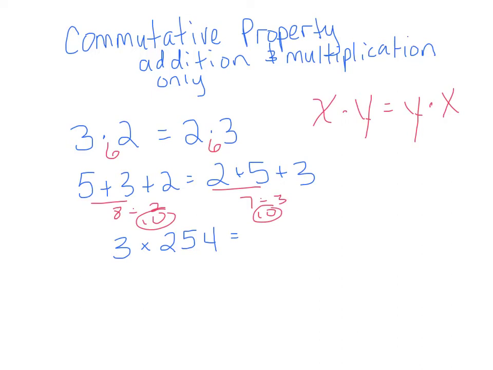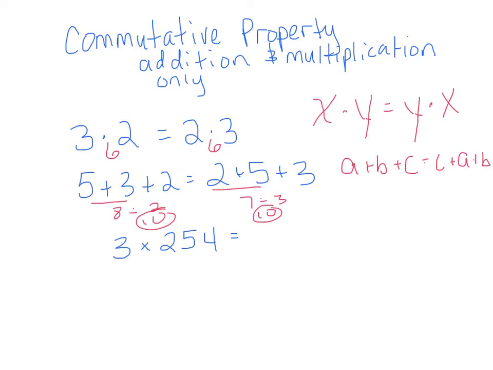Let's put that in letter form for your notes. So we'll say A plus B plus C is equal to C plus A plus B, or B plus C plus A, or whatever, however we want to move it around. We're allowed to because of the commutative property.